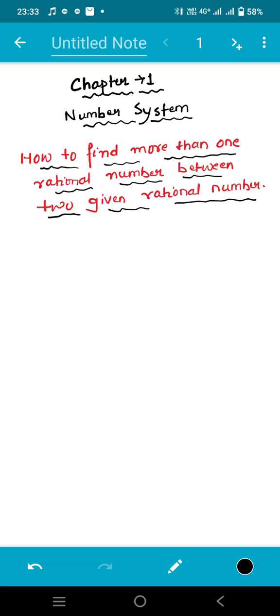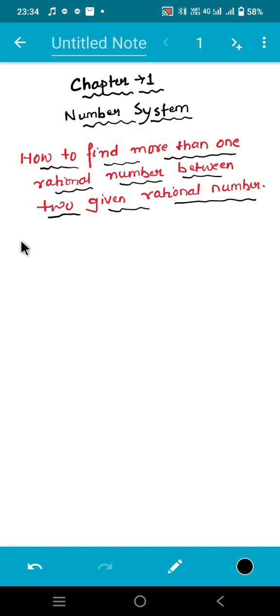And today we'll continue with chapter number one, number system. And today's topic is, as you see on the screen, how to find more than one rational number between two given rational numbers. So, let me give you some examples by which this topic would be crystal clear.